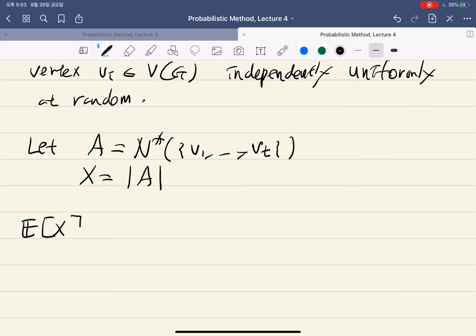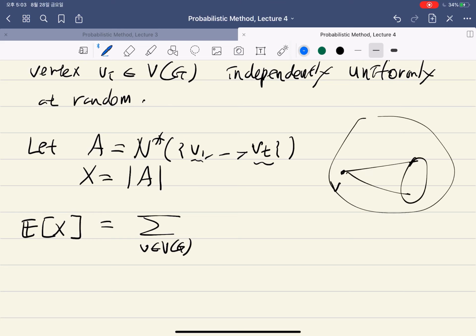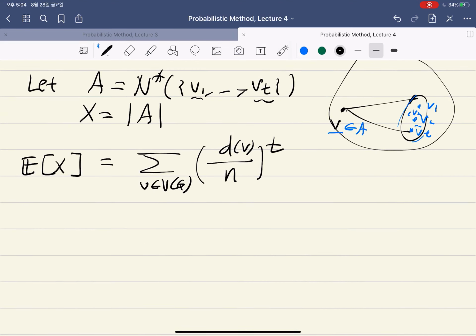Then what's the expectation of this X? We have to take all the vertices and compute the probability that that vertex lies inside of A. Because each of these is random, if V1, V2, V3, and all the way to VT are inside the neighborhood of V, then V is in A. Which happens, each of them, with probability degree of V over n, to the T, so it is n to the negative T times the summation of all degrees to the T.